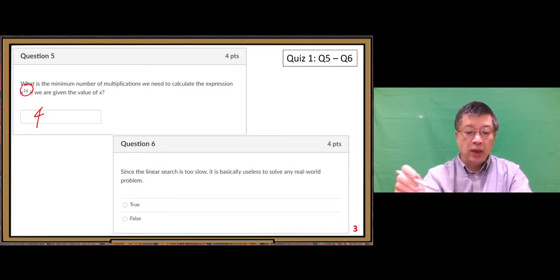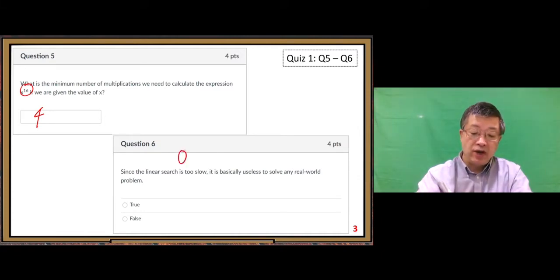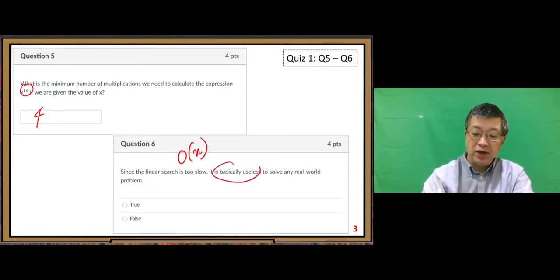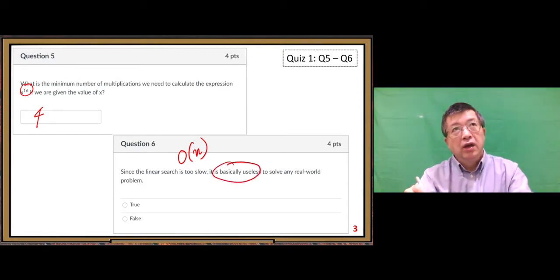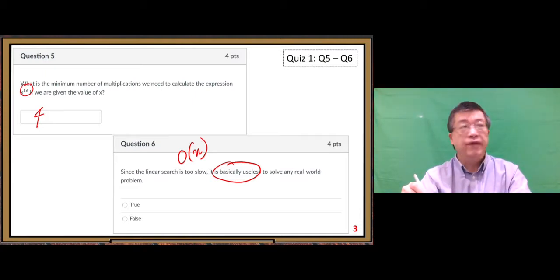Next one. Since linear search is too slow, yes, it is very slow, Big O of n, it is basically useless to solve any real-world problems. Not useless. You cannot say useless. The reason is sometimes we do not have a better way to solve some problems in the real world. Yeah, we have that situation.